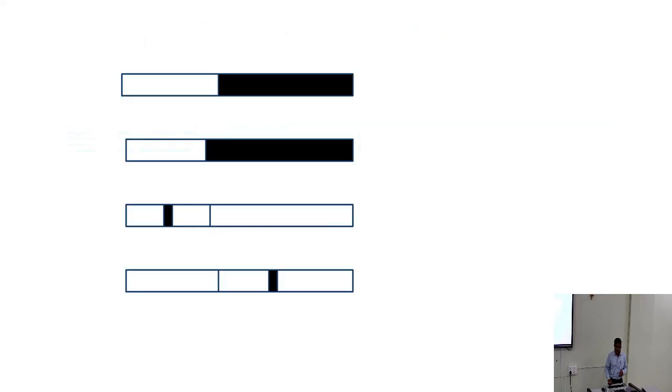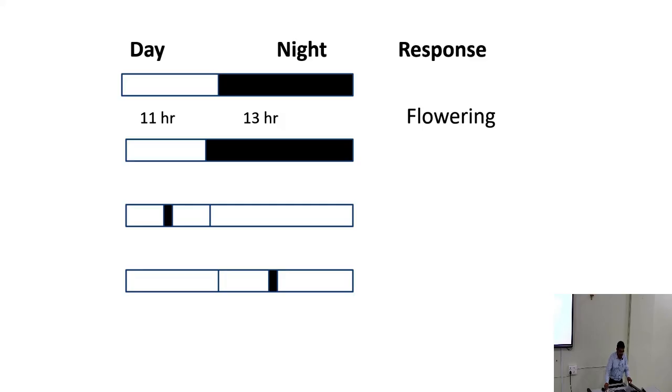Like previously we took one example, now we'll take another example here. In the first case, the day is 11 hours and the night is going to be what? 13 hours. Now under these conditions, what is the response? It is going to be what? Flowering.